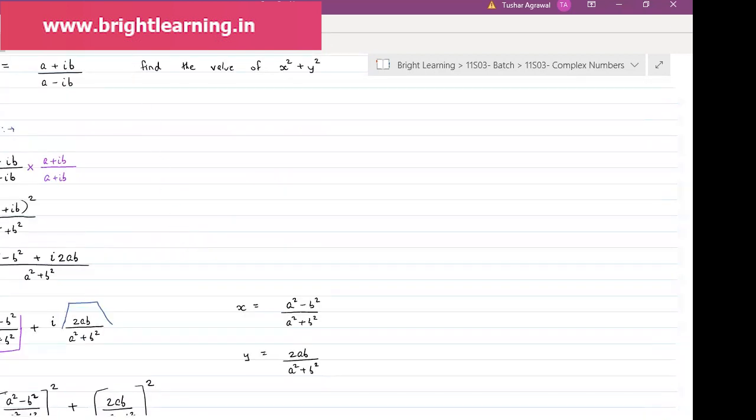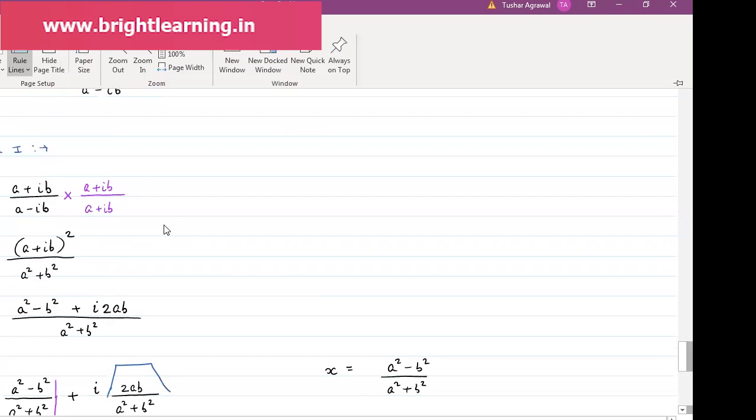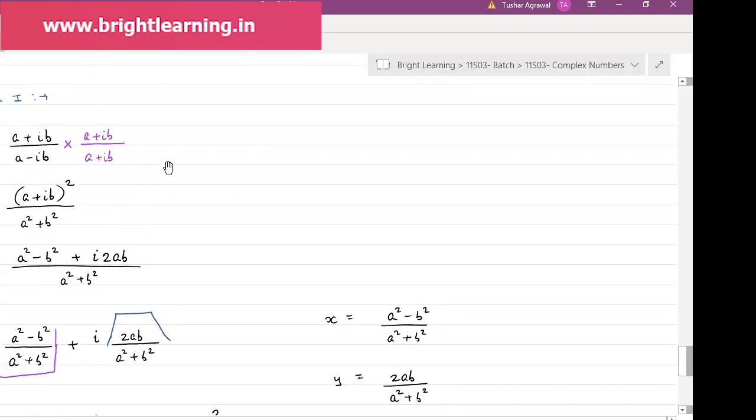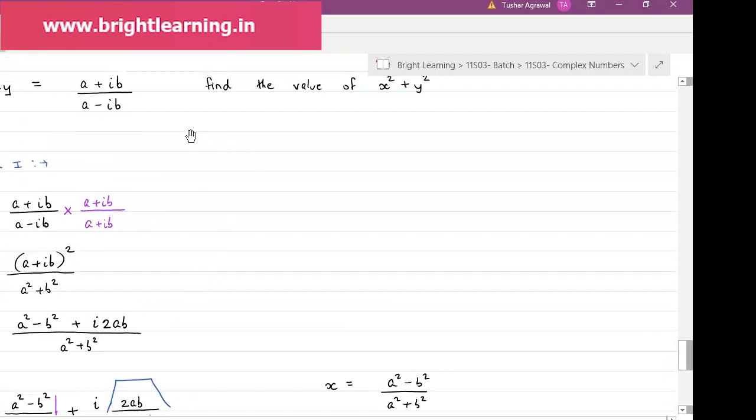But there is a better way. This is the clerical work. The person who does not use the properties properly does it by this method, and this method is given in your book. But we should be able to apply the properties that we have studied.